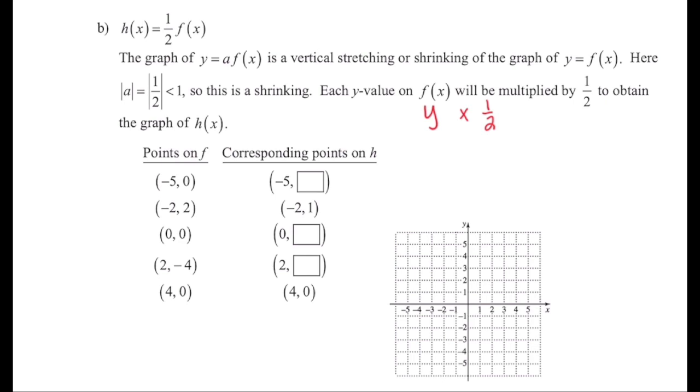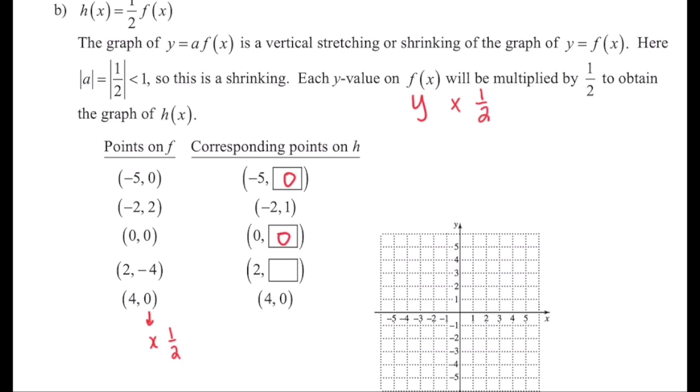When I multiply then my y values by 1/2, we'll still have (-5, 0). However, 2 times 1/2 gives me 1. (0, 0) will remain the same. -4 times 1/2 is -2, and (4, 0) will remain the same. So let's see what our graph might look like.